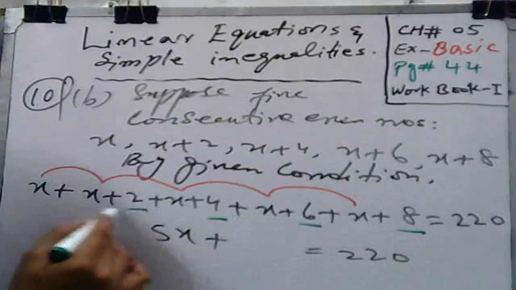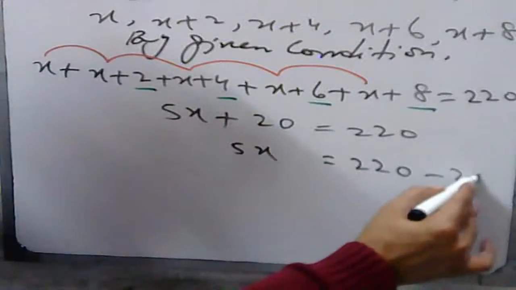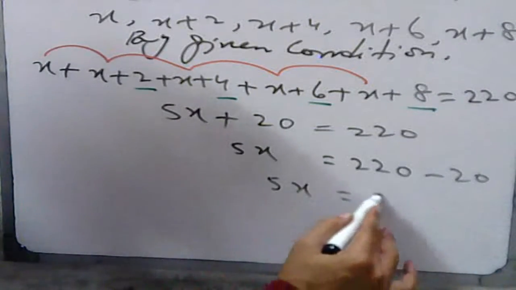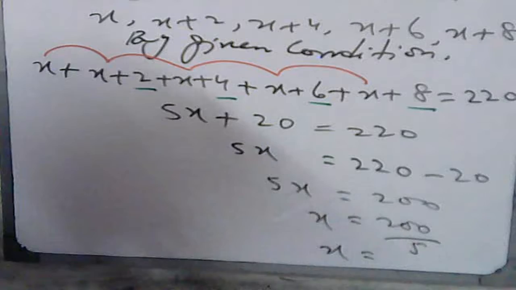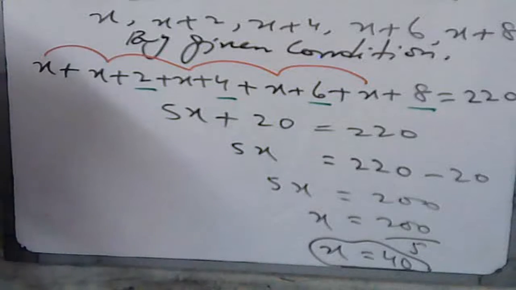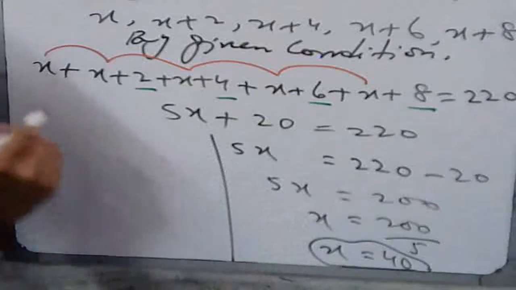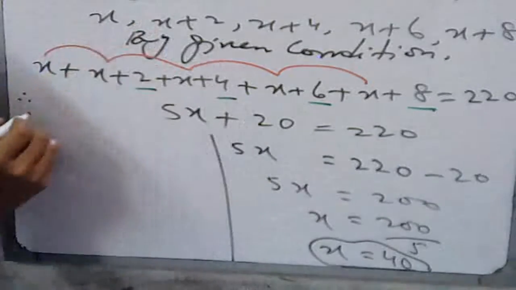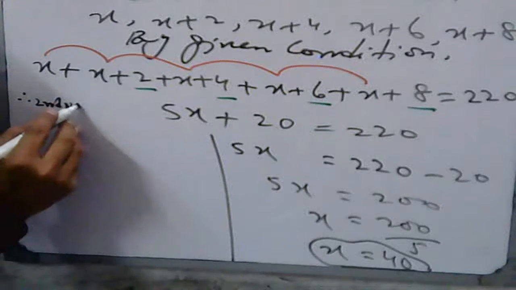Now the constant term should be shifted to one side and the variable to one side, so you will get 200. So the value of x is 200 divided by 5, and the value of x is 40. So the first even number is 40. Now you have to find the remaining numbers. Therefore the second even number will be equal to x plus 2, which is equal to 40 plus 2, you will get 42.